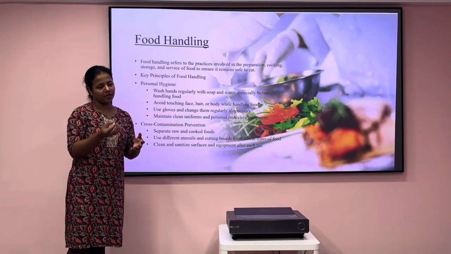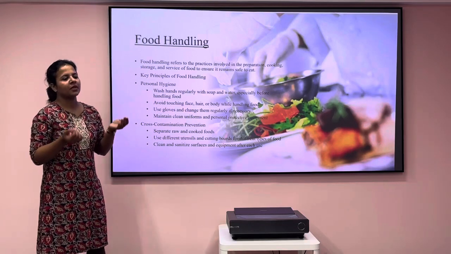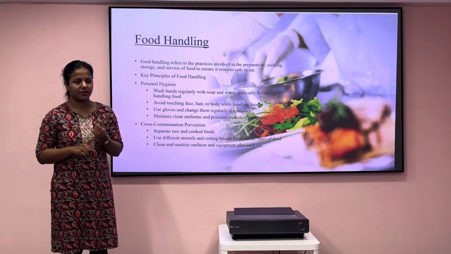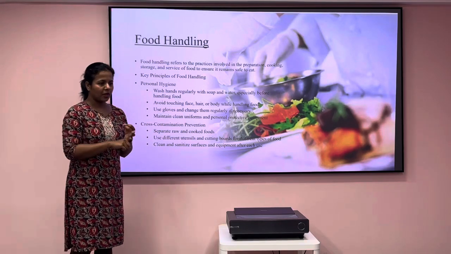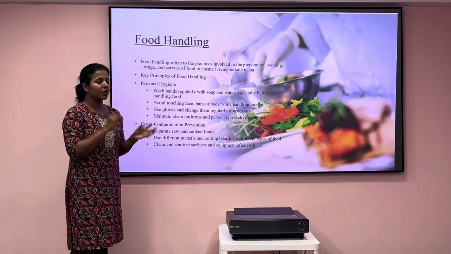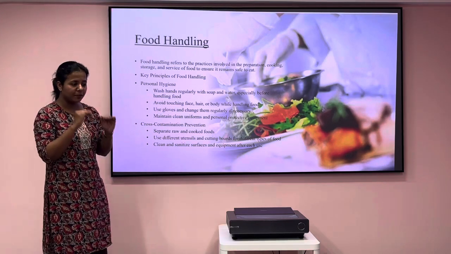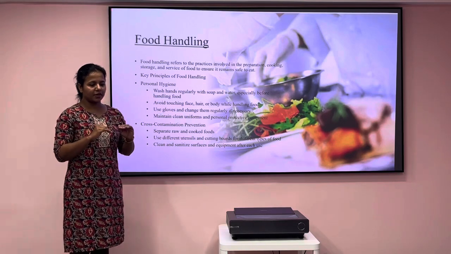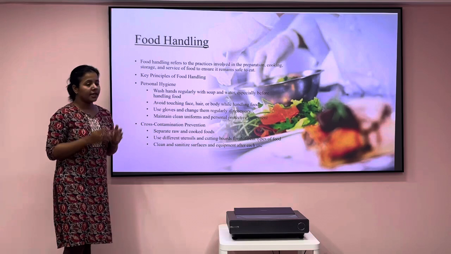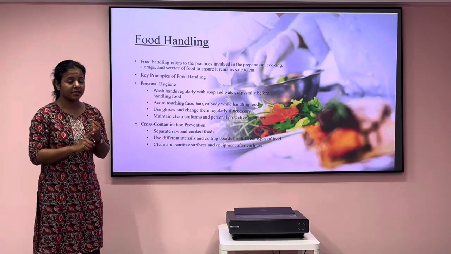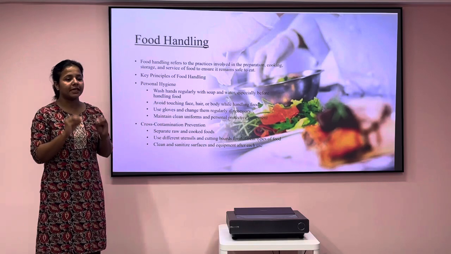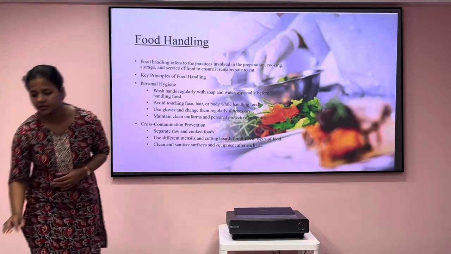We all know we are maintaining that, right? We need to use different color codes: a different color for raw chicken, a separate cutting board for nuts, a separate cutting board for fresh vegetables, and the knife should be separate. Whatever we have in our industry, we should maintain the color code. And clean and sanitize the surfaces and the utensils. Whatever we are using for all this should be cleaned and sanitized.